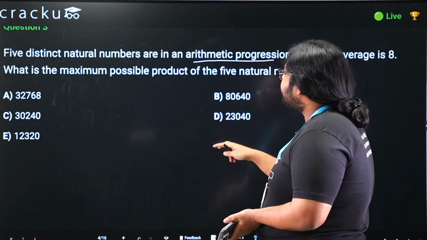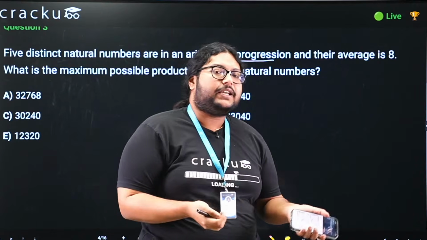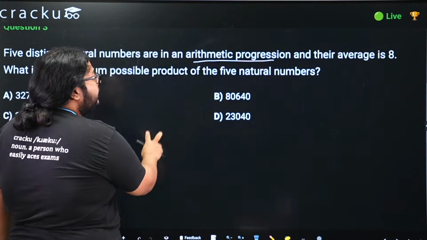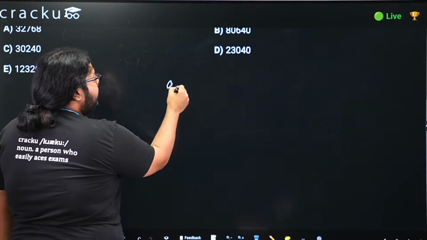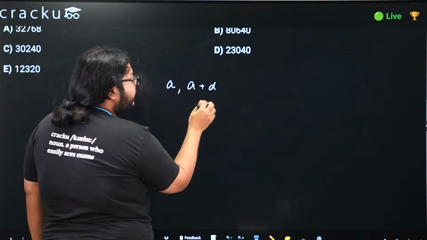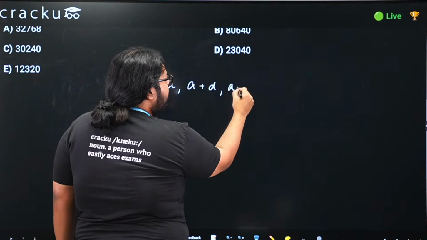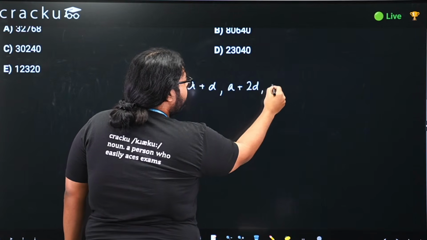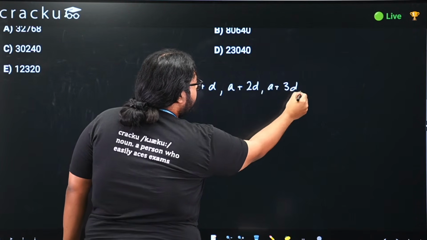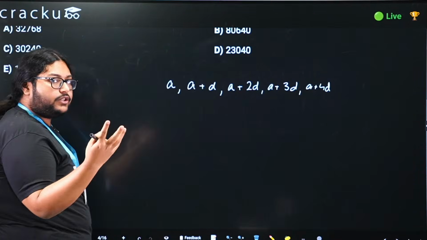So one thing to know here is how do we define terms in an AP. In an AP, if I have the first term to be A, then the next term is going to be A plus D, where D is that common difference. The term next to it is going to be A plus 2D, then A plus 3D, and then A plus 4D. So that can be one approach to solve it.